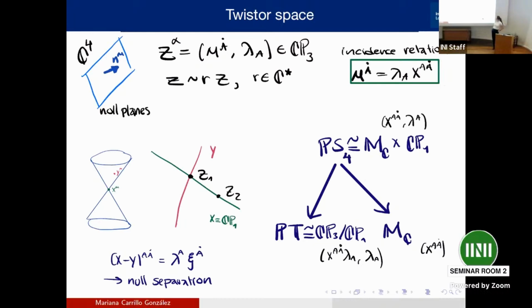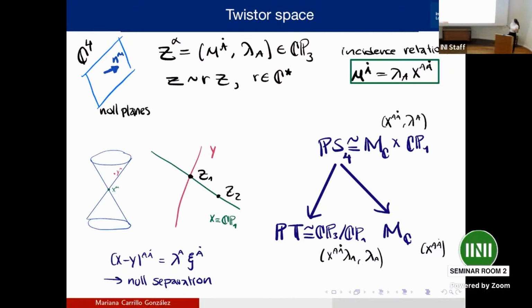And projective twistor space is going to be your CP3, but actually it's just an open set of CP3. In this case, I'm going to be doing Minkowski, so you just have to remove a CP1, which corresponds to the boundary of Minkowski. So basically, this open space corresponds to all the points in your Minkowski space, except for the boundary, so your spatial infinity.